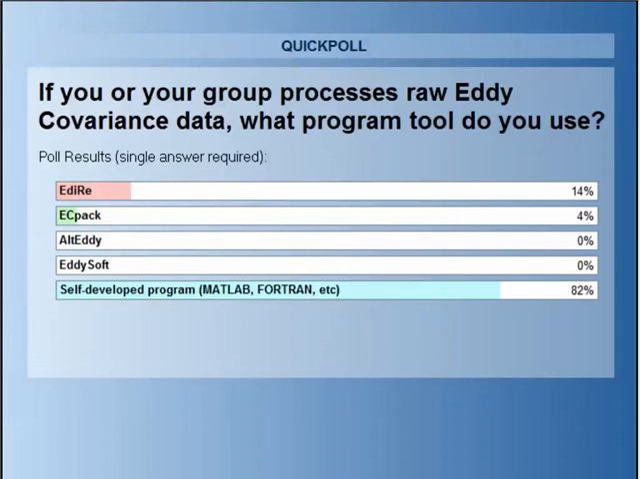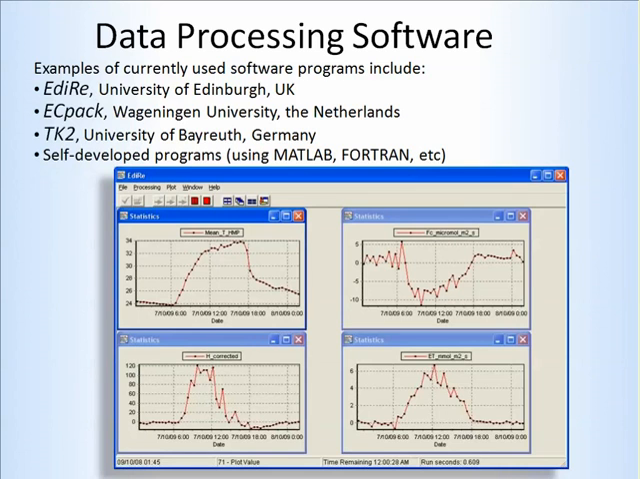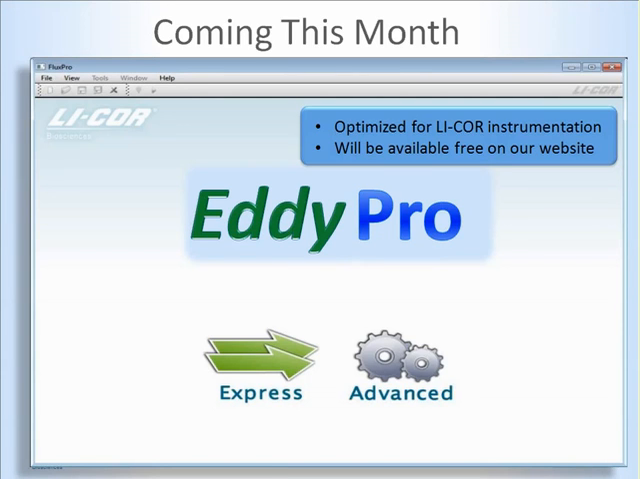Eddy flux data processing is conducted with computer software. To get accurate flux, the computer program must have all the required corrections. There are several pieces of software available right now, such as EddyPro, ECPack, and TK2. LI-COR is going to release a data processing software this month. It's named EddyPro. EddyPro does all the corrections for calculating the final fluxes. EddyPro has been tested against the commonly used data processing software.